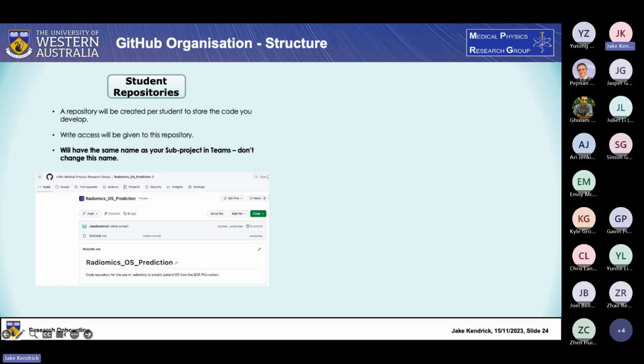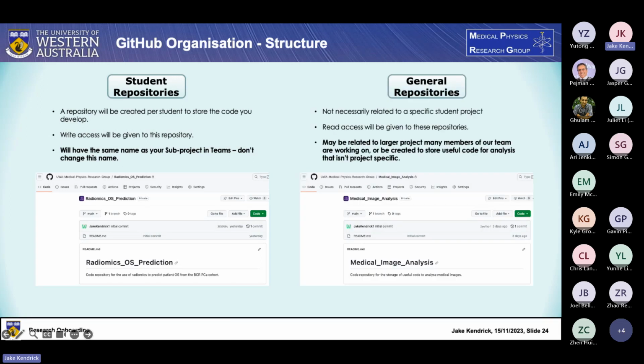Now, this particular repository will have the same name as your sub-project in Teams, okay? So this is going to make it very, very easy to understand where both the code and also the results for all projects are stored, okay? So just make sure you don't change this name because you will have write access to this repository.